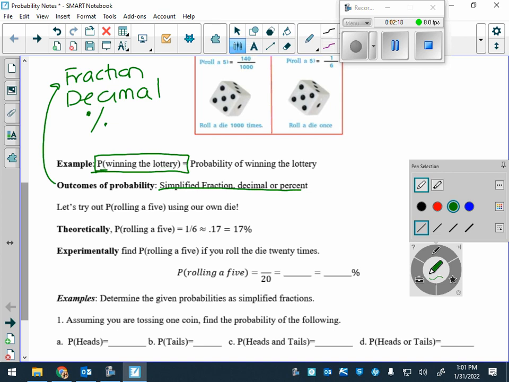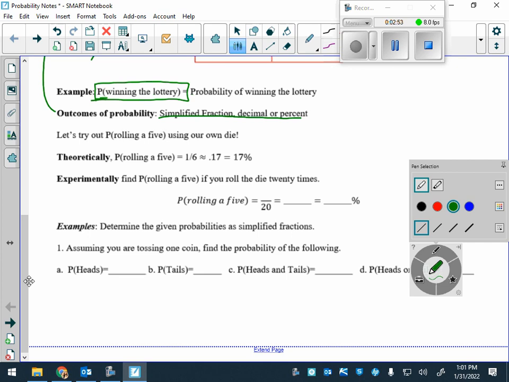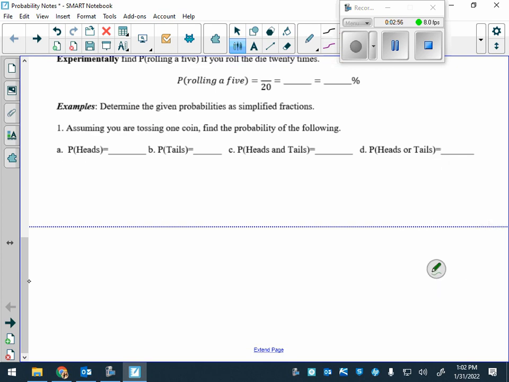Outcome has to be either or. It cannot be a numerical value. If it has anything to do with probability, fraction, decimal, or percent. So like we mentioned before, probability of rolling a 5, theoretically, it's 1 out of 6. It's what we already know what should happen. Experimental, if we were to roll a die 20 times, how many of those 20 times do we land on a 5? That's actually what does happen. All right, so some examples of this that we're going to express in simplified fraction.